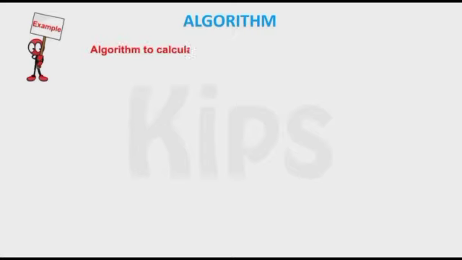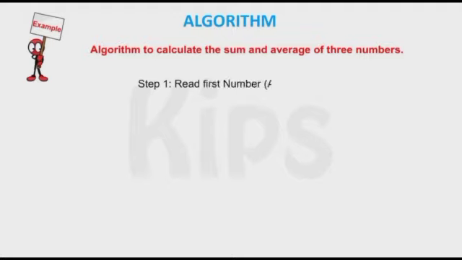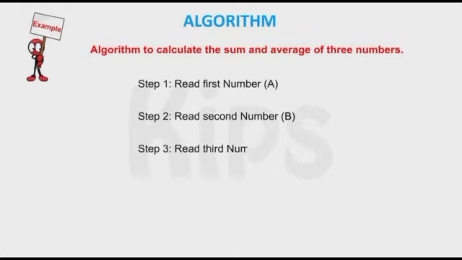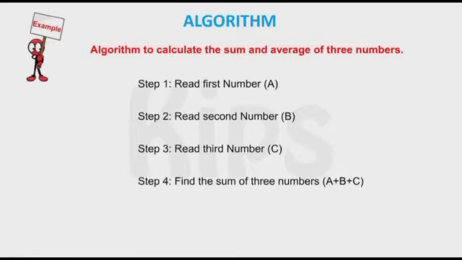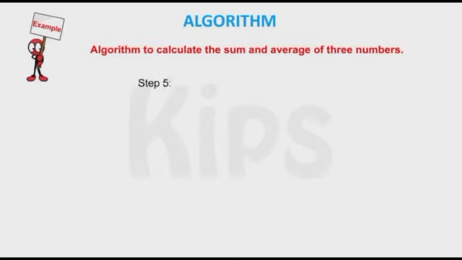Example number 2: algorithm to calculate the sum and average of three numbers. Step 1: Read the first number A. Step 2: Read the second number B. Step 3: Read the third number C. Step 4: Find the sum of the three numbers, A plus B plus C.